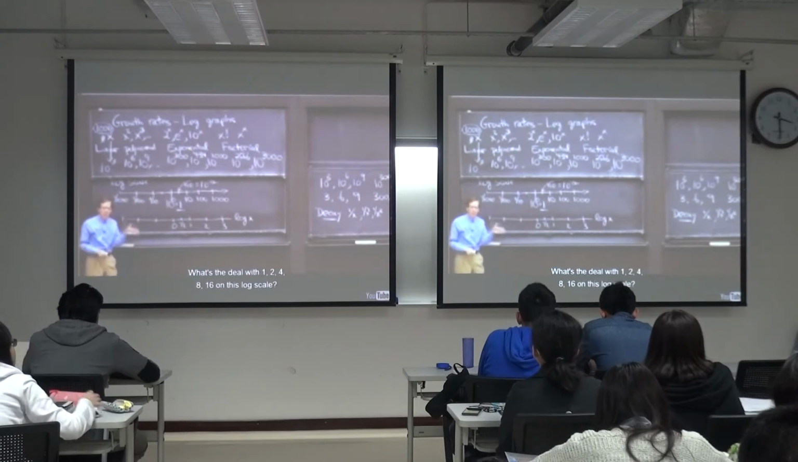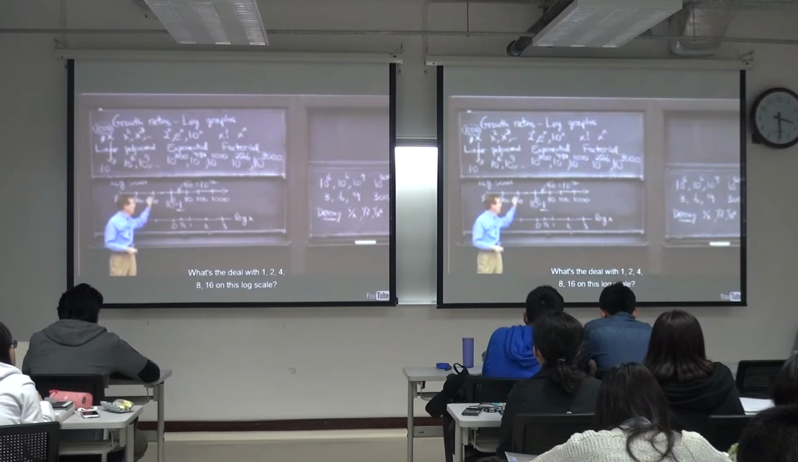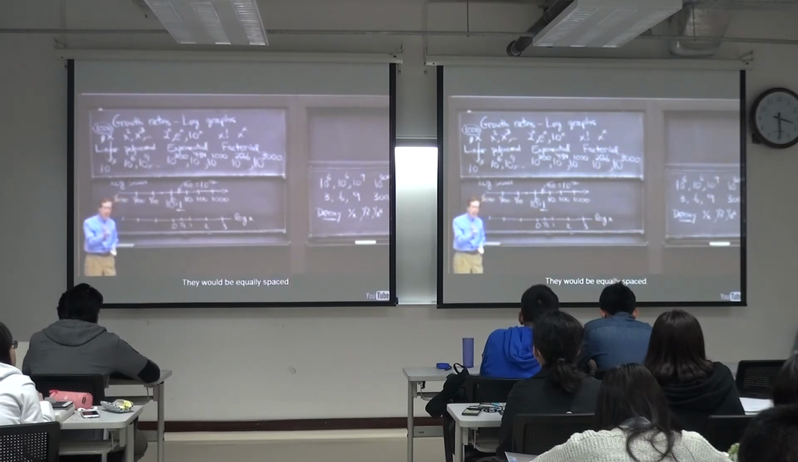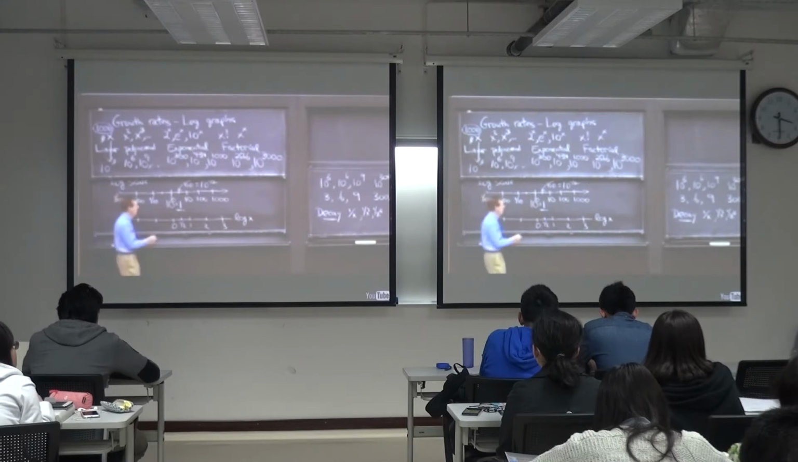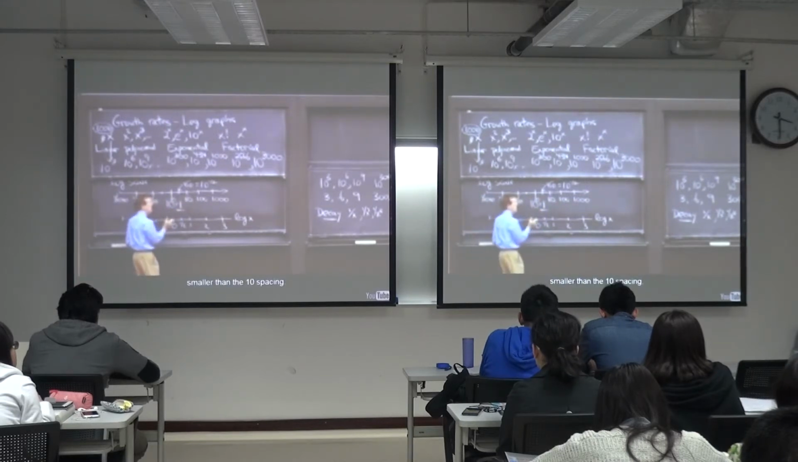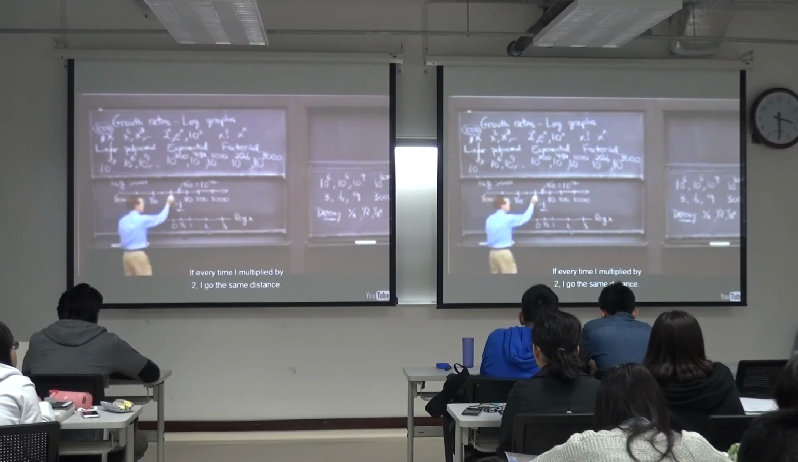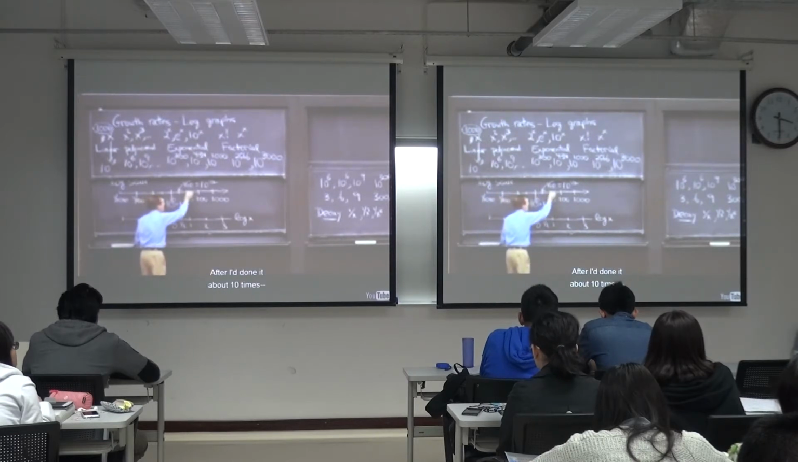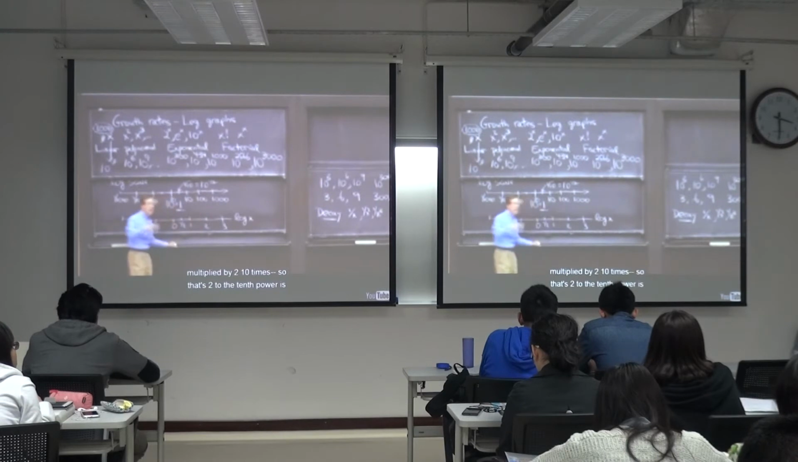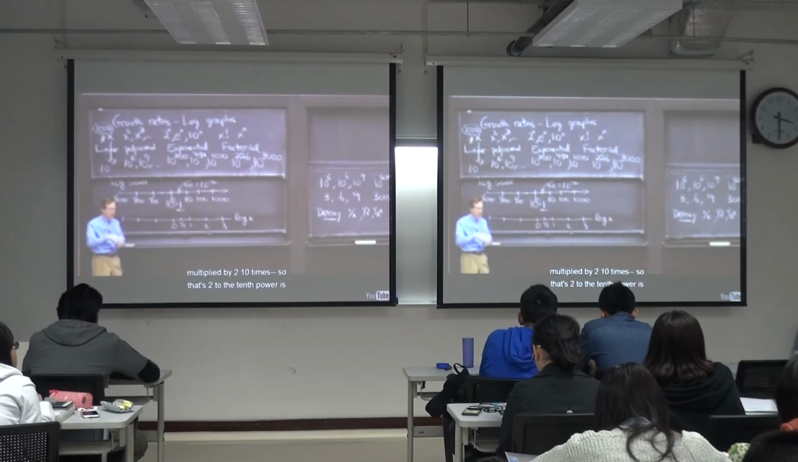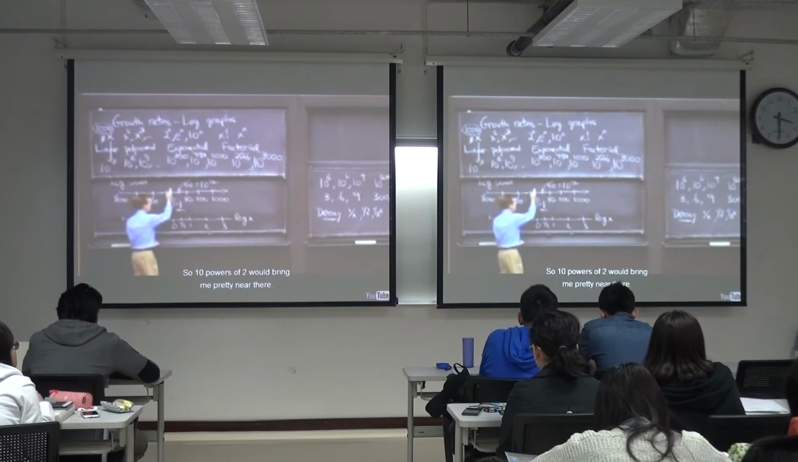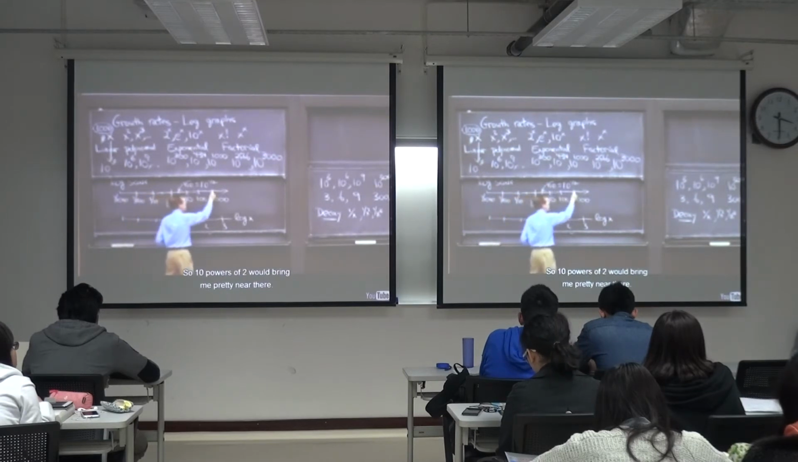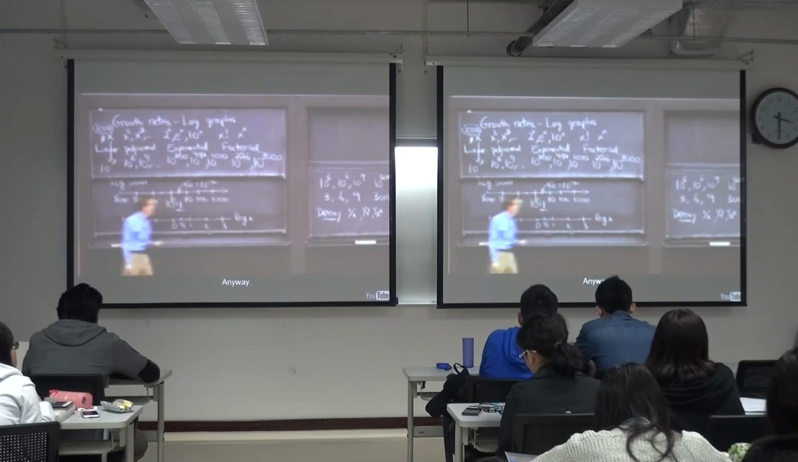What's the deal with 1, 2, 4, 8, 16 on this log scale? They would be equally spaced. Of course, the spacing would be smaller than the 10 spacing. Every time I multiply by 2, I go the same distance. After I've multiplied by 2 about 10 times, so that's 2 to the 10th power, it's close to 1,000. So 10 powers of 2 would bring me pretty near there.